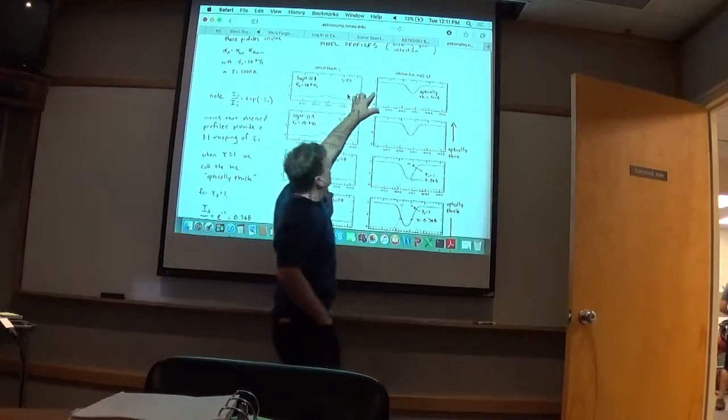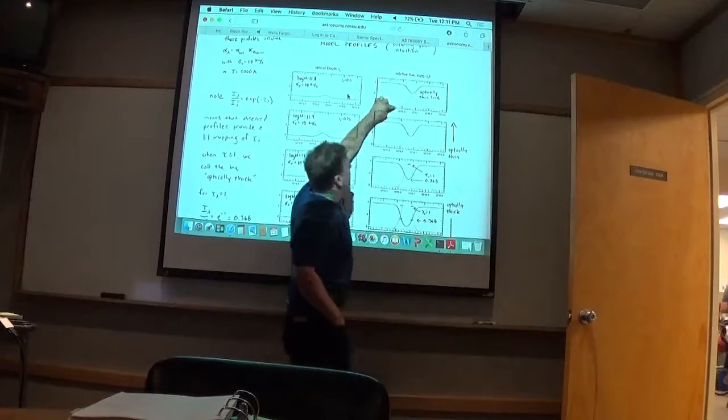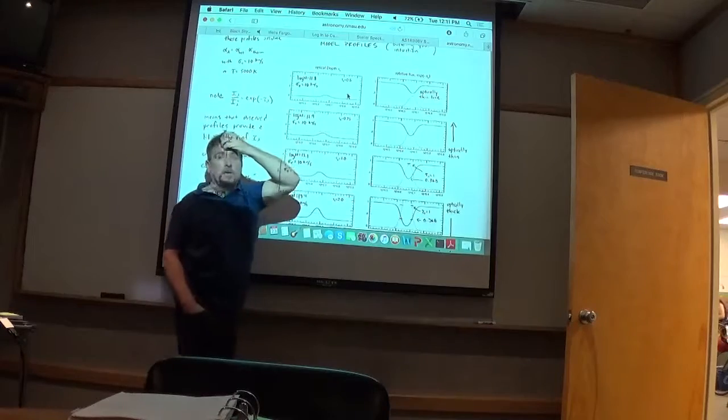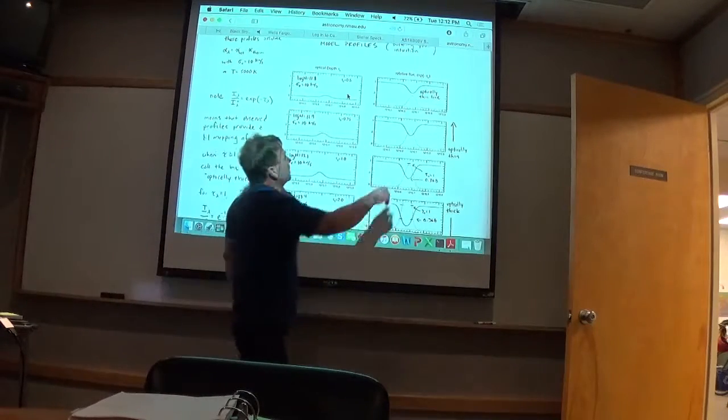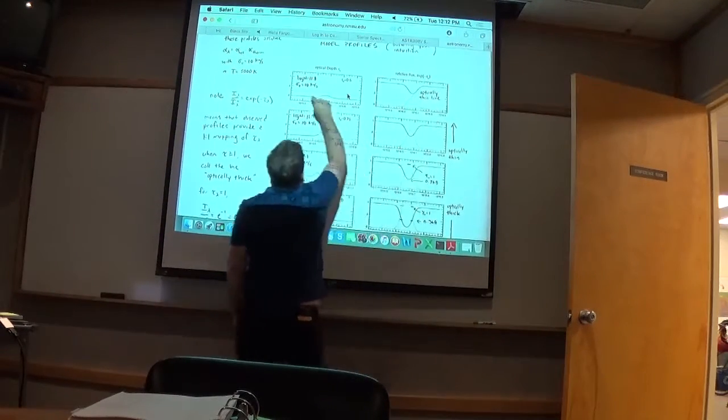Wait, which one's the dotted line? This line. The dotted line is the tau. Sorry, just the optical depth? Yeah. So this line here is this solid line here.